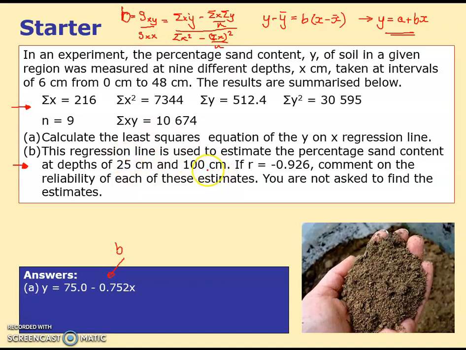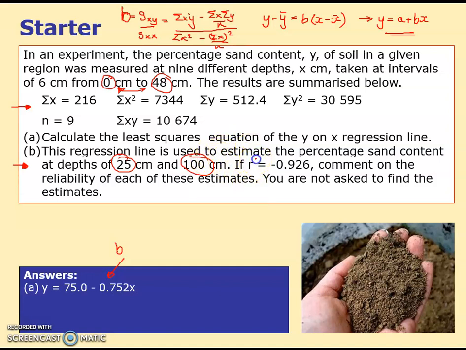It's quite common to see this, where you're asked which of these is the right one to use. Is it okay to use it on 25? Is it okay to use it on 100? And you should by now have sussed that 0 centimeters to 48 was the range of data that we used to find these values. So anywhere between 0 and 48, if we've got a straight line, then it's reasonable to assume it will give us a good approximation. So straight away, 25 is good, 100 is bad, because 100 is not in the correct zone.